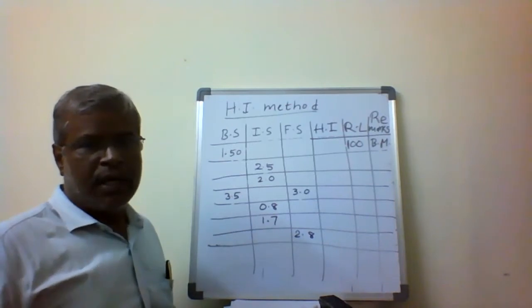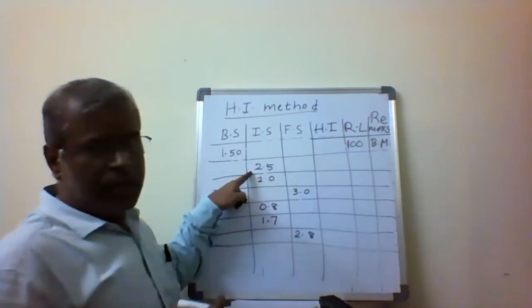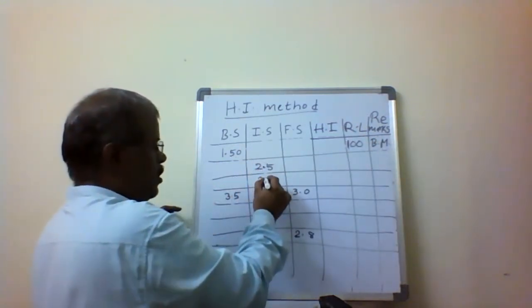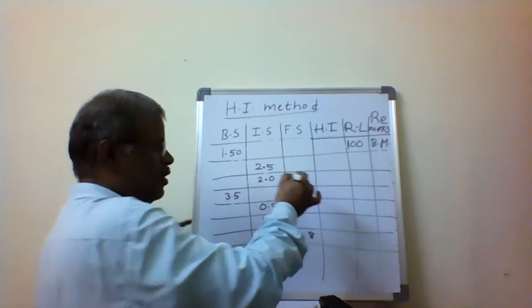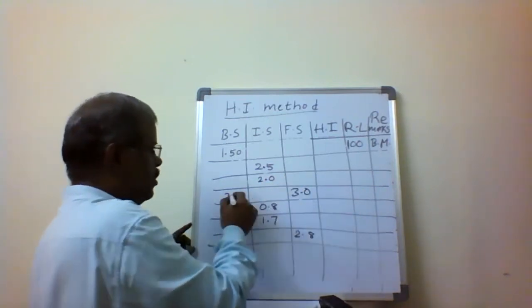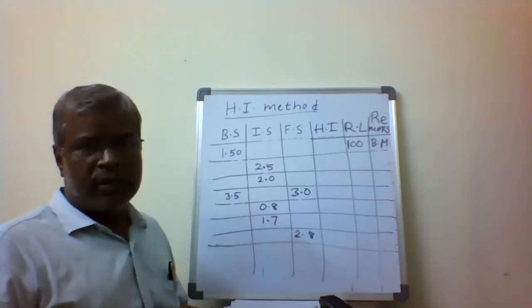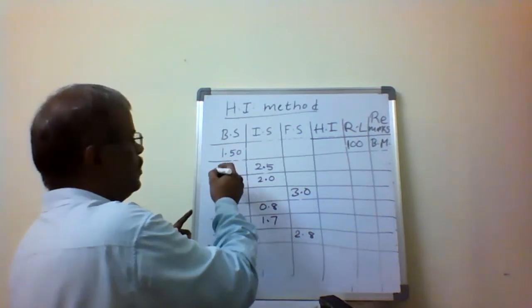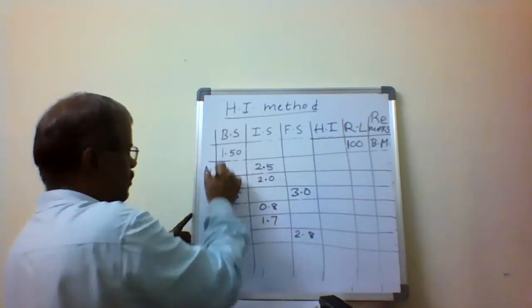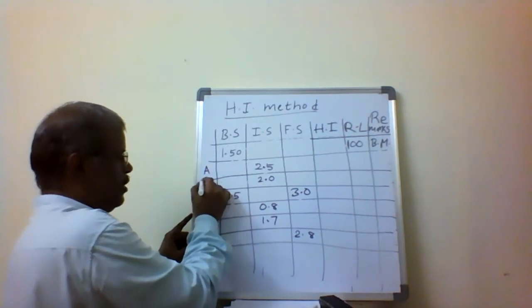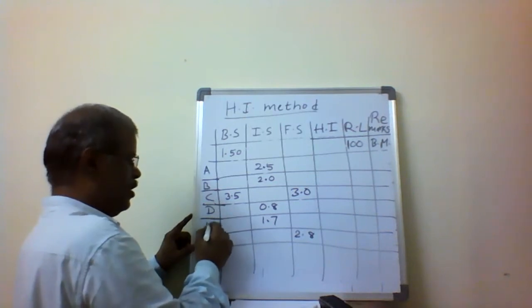This is how we take the staff readings. The first reading is the backside on the benchmark. Then the intermediate side is 2.5, and one more intermediate side is 2.0. Then 3.0 is the foresight, and corresponding to it 3.5, 0.8, 1.7, and 2 is the end of the work. This I consider the benchmark, then this is point A, this is point B, this is point C, point D, point E, and point F.